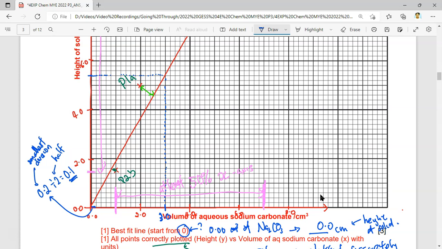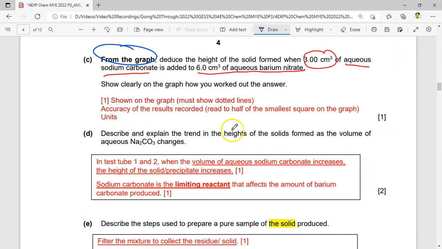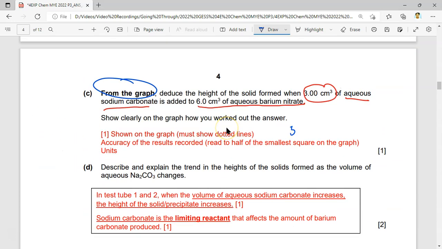And then you will go about labeling. So this will be 5.4. This will be the height. So then the answer here will be 5.4 cm. So shown on the graph, please must show using dotted line. The accuracy of the results must be shown to half of the smallest square. And please take note, you should have your units there. So the word cm is important.